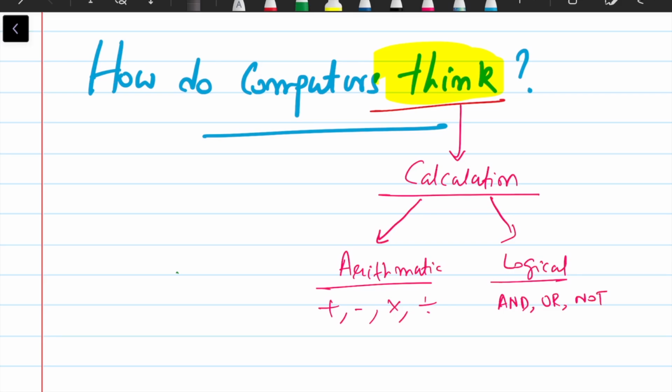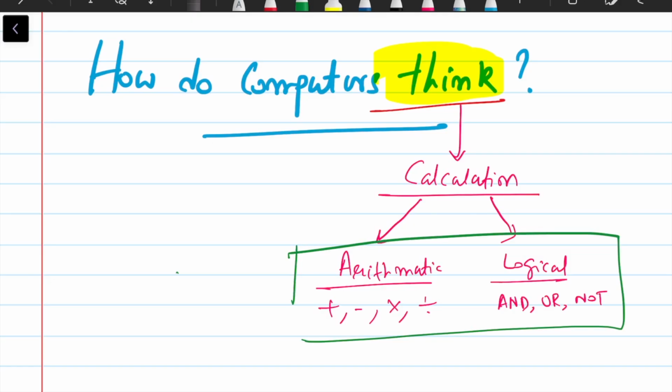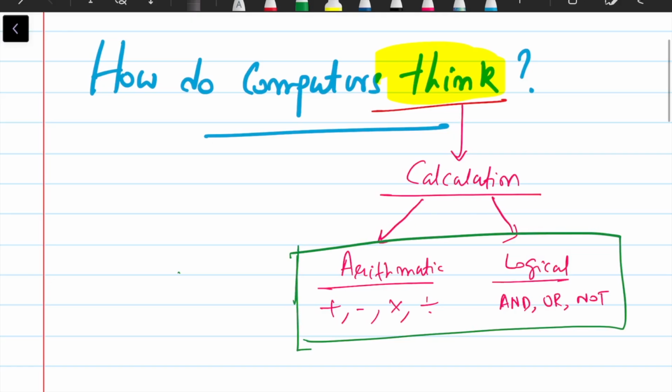Altogether, using arithmetic and logical calculations, this is called computation. So a computer without having logical calculation ability would be called a calculator.